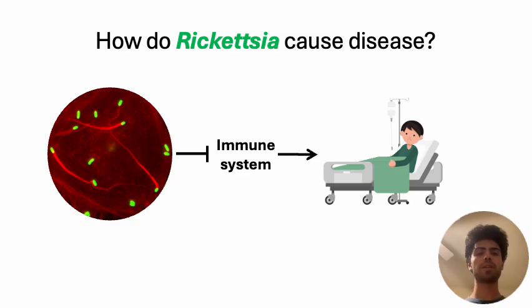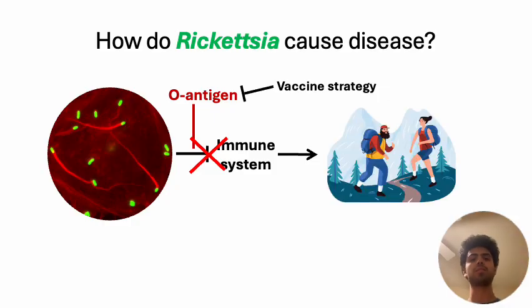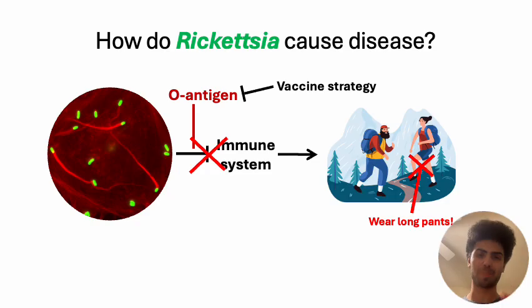So, how do rickettsia cause disease? One way I've shared with you is through its O antigen, which we can target for therapeutic interventions such as vaccine strategy, and thus disabling its ability to evade immunity, getting us back outside on the trails safely. Hopefully this time, though, wearing long pants.